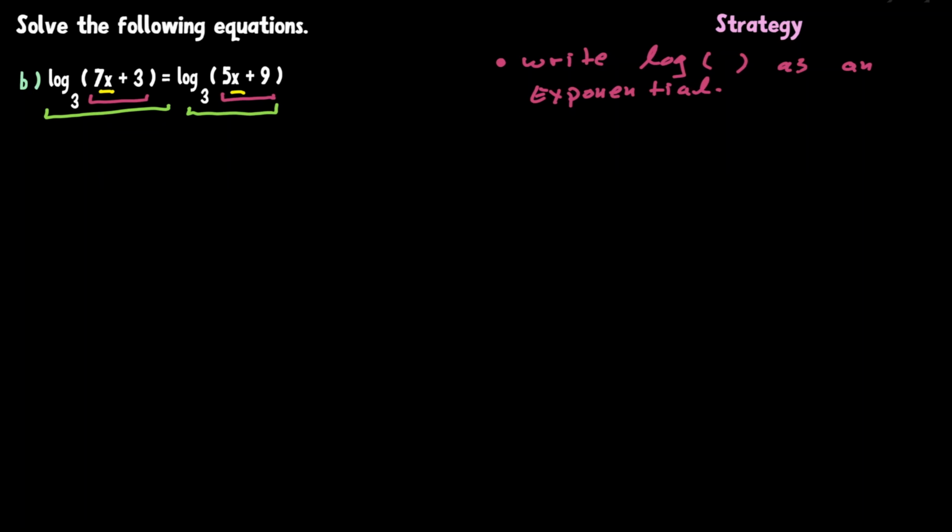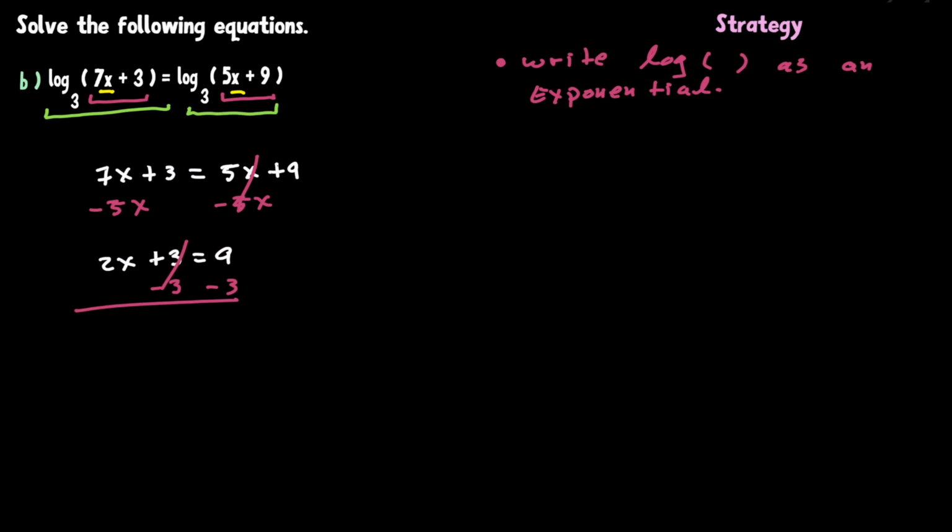When we have this scenario, we can just set the insides of the logs equal to each other. So now we're just going to get 7x plus 3 equal to 5x plus 9. And now we can solve for x. Let's start by subtracting 5x from both sides. Then let's subtract 3 from both sides. And let's divide by 2. Now we got our value of 3.